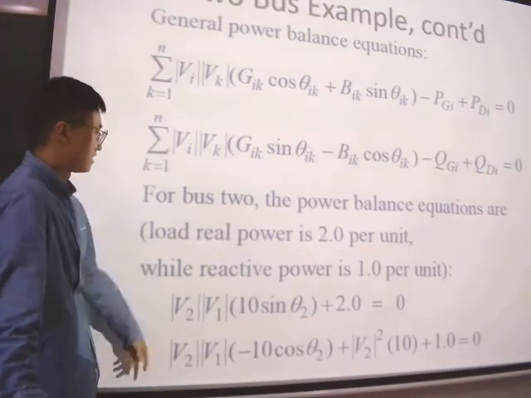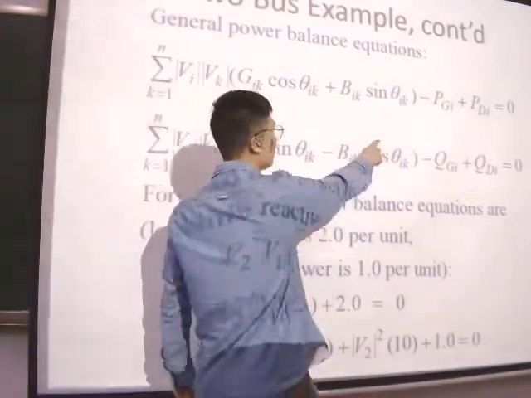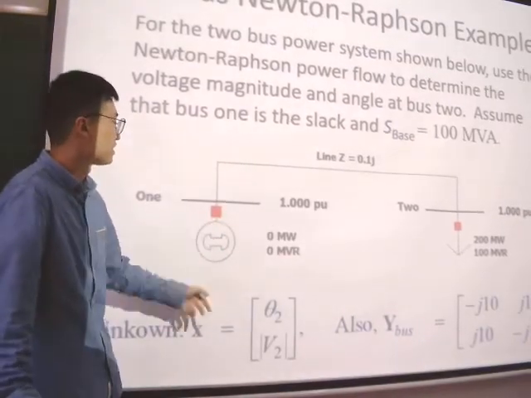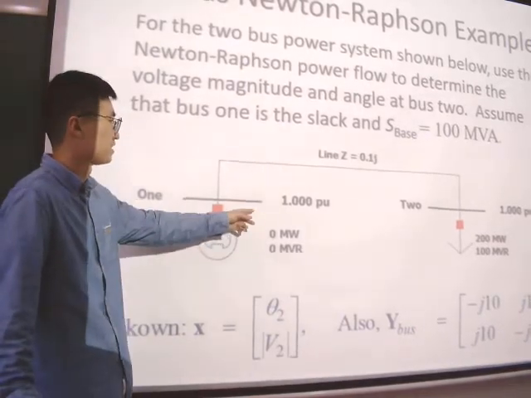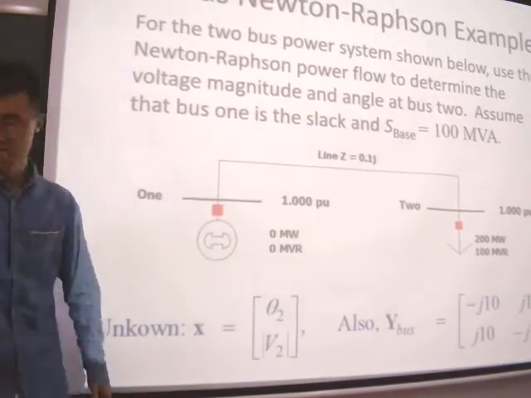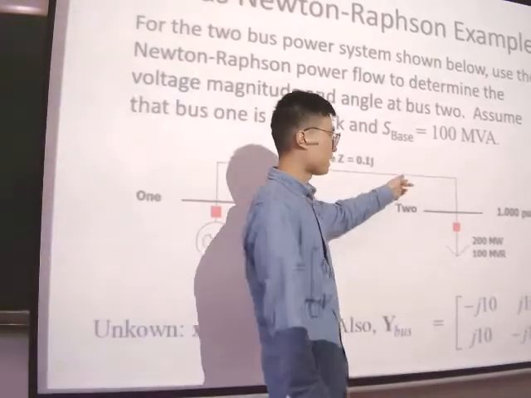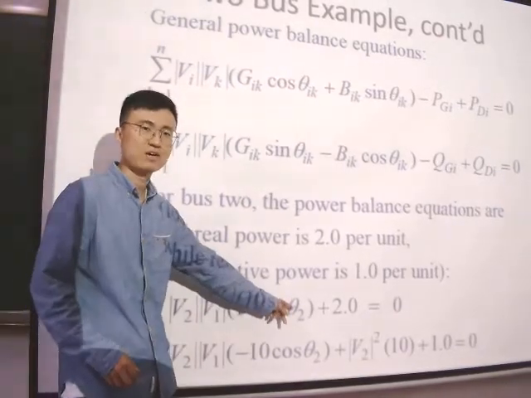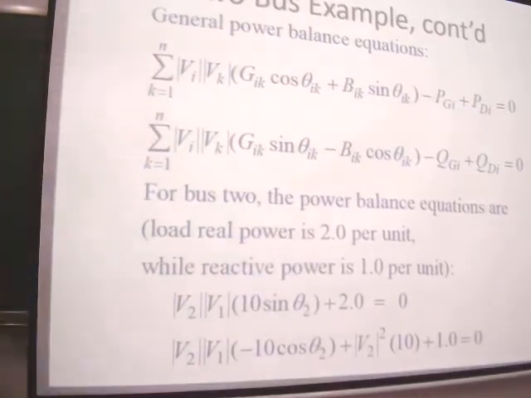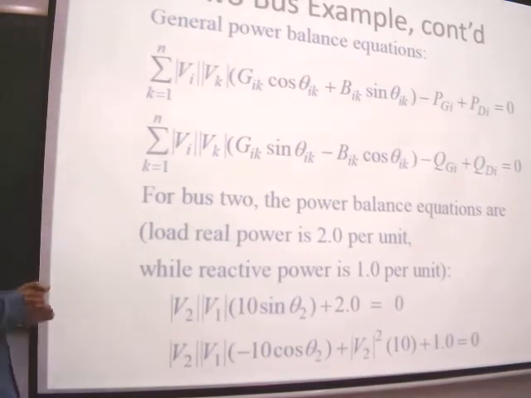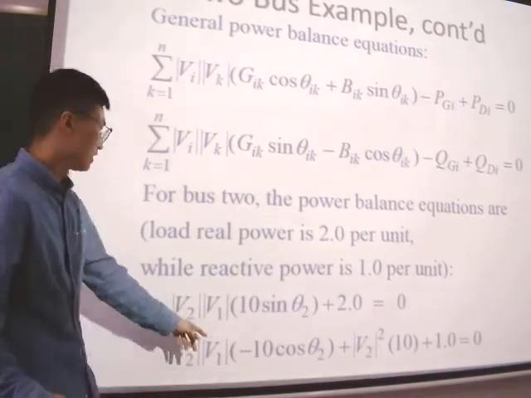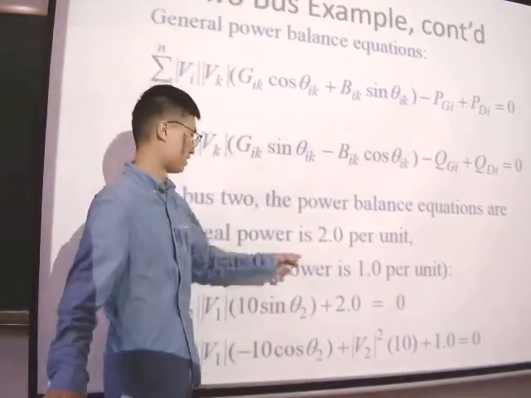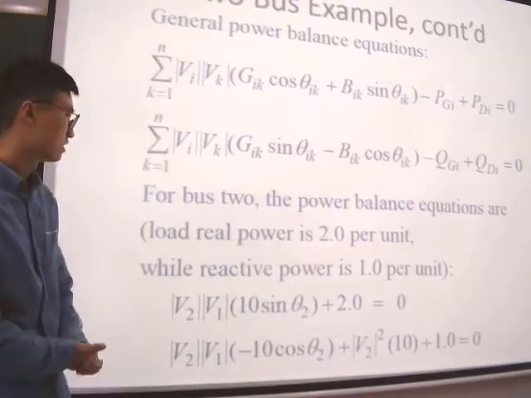V2, V1, right? And from the theta 2. Why theta 2 here is because we assume that it's a slack bus, so we will assume that here is 0 degree, right? So the difference angle of this is only the theta 2. Theta 1 is 0. Bus 1 is a slack bus, right? So here the term is negative 10 cosine, here is the positive 10 sine, right?